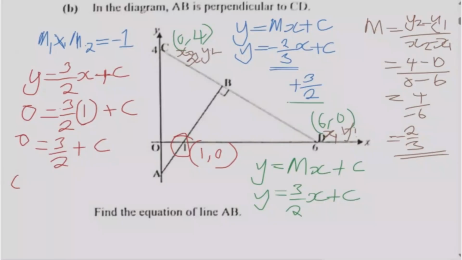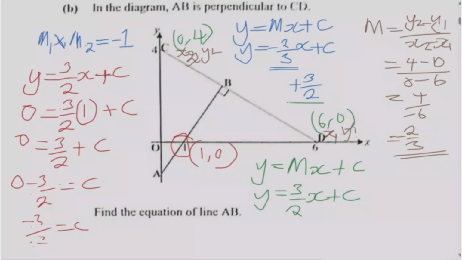That means I'm going to have 0, then 3 over 2 close to the equal sign becomes minus 3 over 2, which is equal to c. Now when I evaluate this, I'm going to remain with negative 3 over 2, which is equal to c. Now I'm going to replace the value of c in that equation.